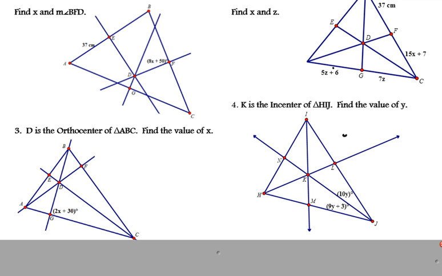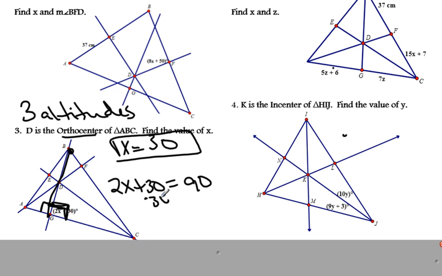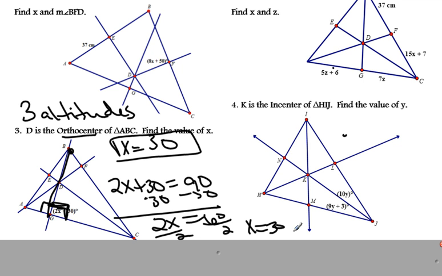Alright, try number 3. It says that D is the orthocenter. So if D is the orthocenter, what can I mark on my picture using the definition of orthocenter in order to find x? Pause the video. Alright, using the definition of orthocenter, you're going to get x is 30. Orthocenter means 3 altitudes. And remember, an altitude connects a vertex to the opposite side at a right angle. So this is a right angle. So 2x plus 30 is a right angle or equal to 90. I'm going to subtract 30 from both sides, so I get 2x equals 60. Divide by 2, I get x is 30.